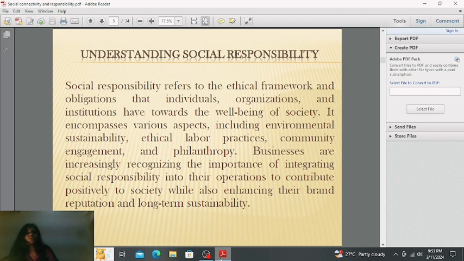Businesses these days are increasing their interest and giving more importance to social responsibility, and they're taking initiatives in their operations for social responsibility and connect, to contribute positively to the society, as well as to enhance their brand and reputation, with a long term purpose in mind.